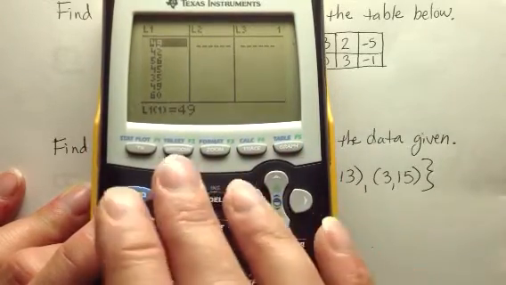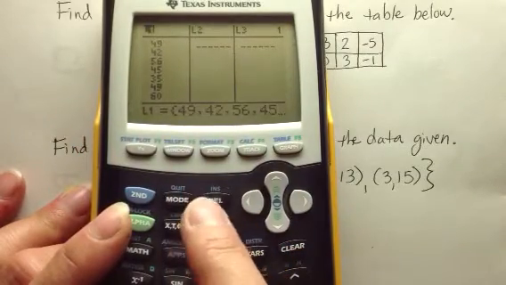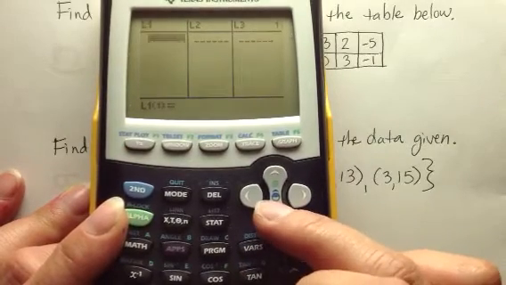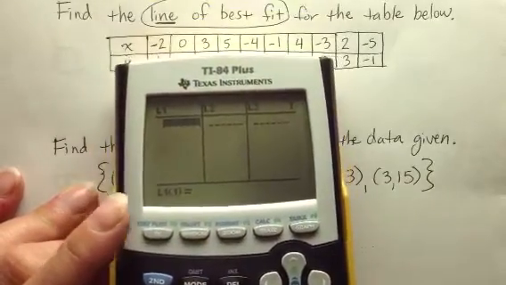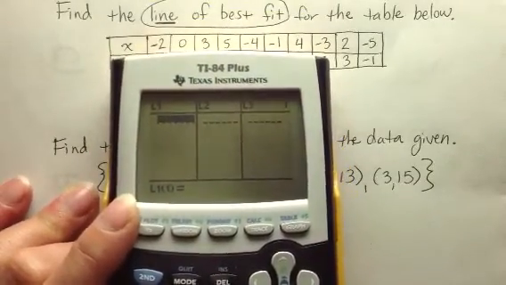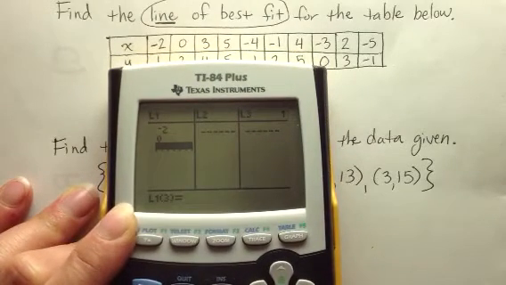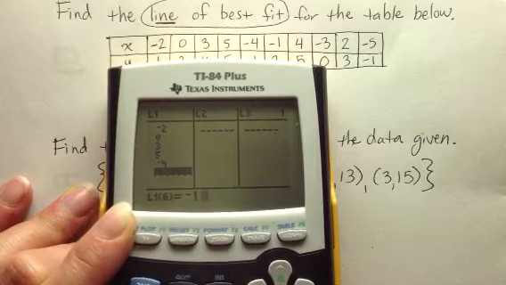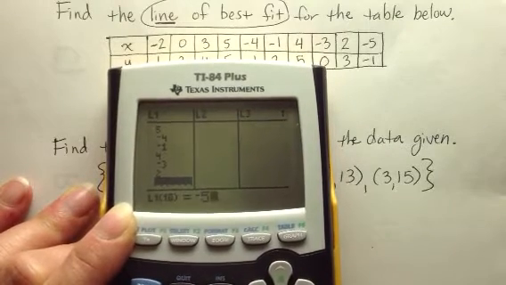Okay, remember if you have something in your table, you're going to go up on the top of the list and don't hit delete, hit clear. So hit clear and the down arrow. Okay? Alright, so in list 1 we're going to enter our x values. -2, 0, 3, 5, -4, -1, 4, -3, 2, -5.